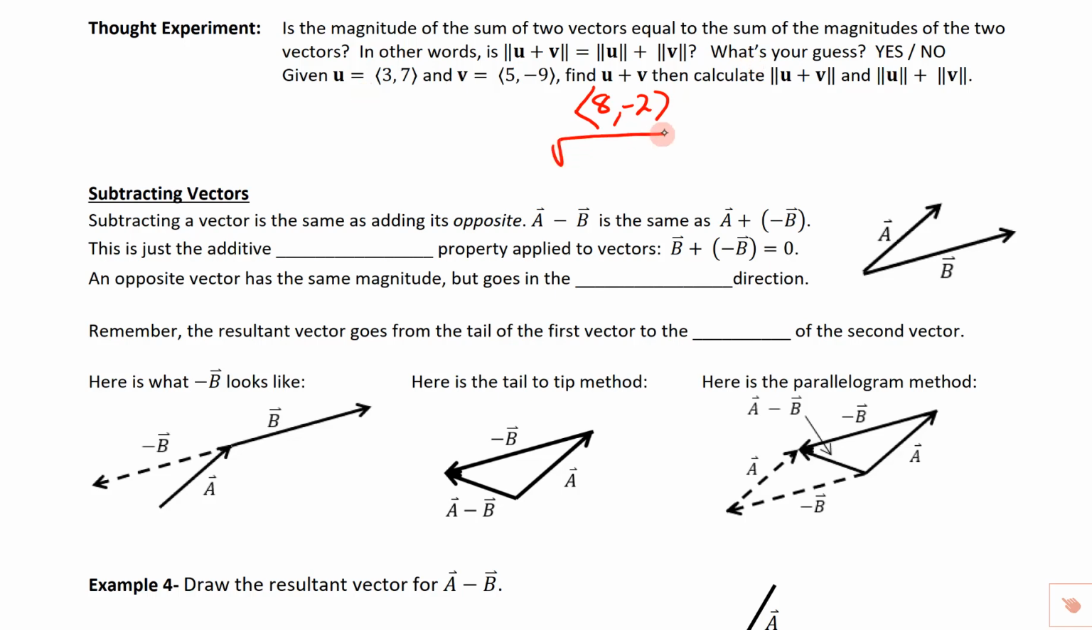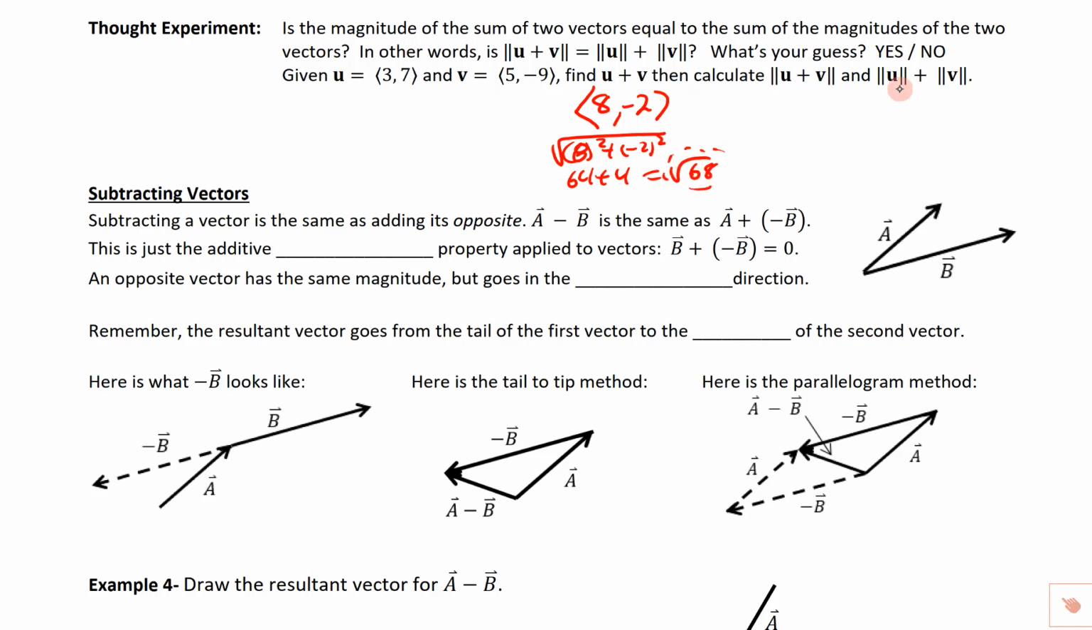So to do this one, this should be pretty easy. This is just going to be 8 squared plus negative 2 squared. So this is going to be, let's see, we get 64 plus 4. So this is going to be the square root of 68. Square root of 68 there, okay?